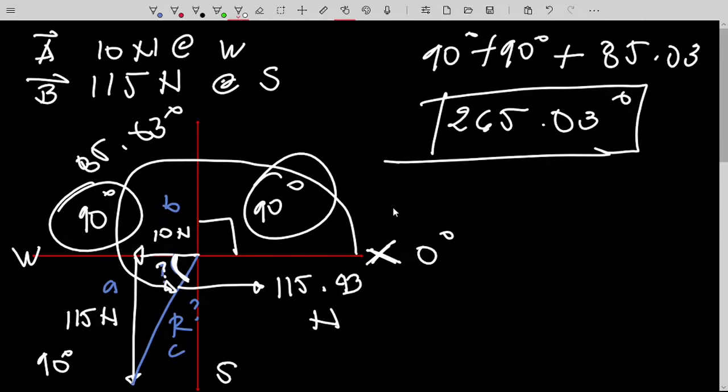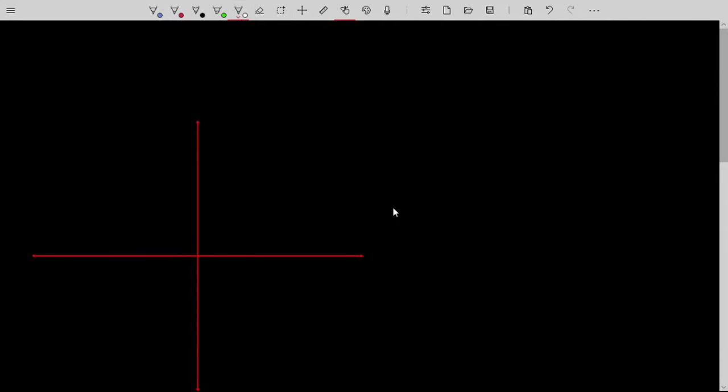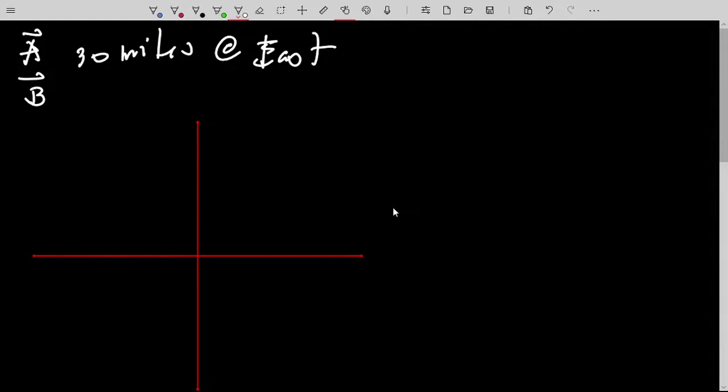So let's try to have another example. What if the value of our vector A and your vector B, and vector A has the value of 30 miles at east, and the value of your vector B is 45 miles at south. Now first thing to do is graph your vector.